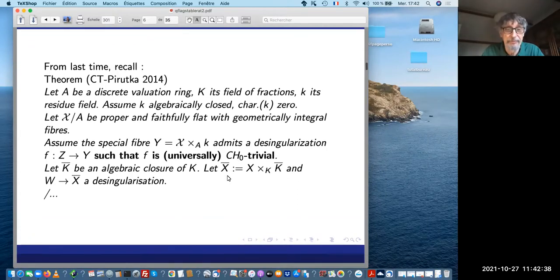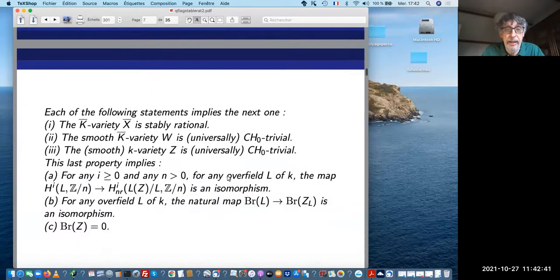geometric generic fiber. And then what one has is the following statements, each of them implies the next one. The geometric generic fiber is stably rational. The smooth K-bar variety W, the resolution, is universally CH0 trivial. So this one implies this one, that's quite easy. And then the smooth K variety Z, so the resolution of the special fiber, is universally CH0 trivial. Okay. So from a hypothesis on the geometric generic fiber, you get something on the special fiber, which implies that this Z is not, in particular, okay, that's all I want to say.